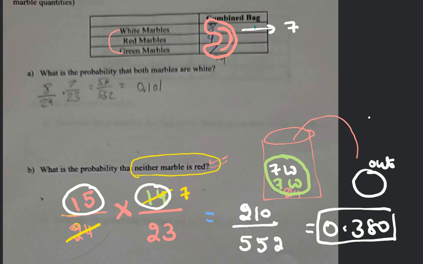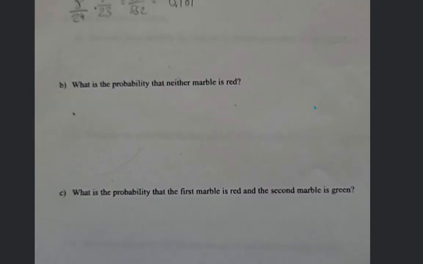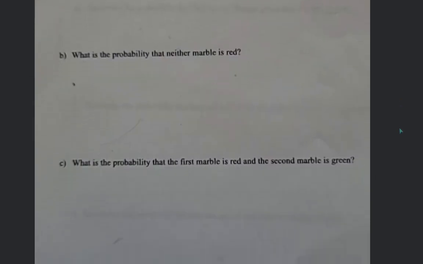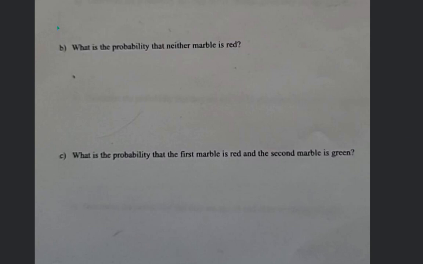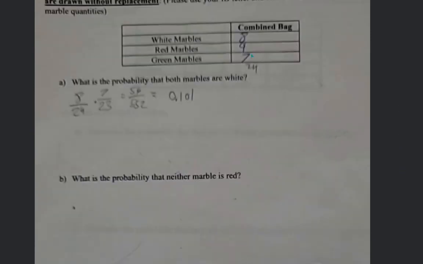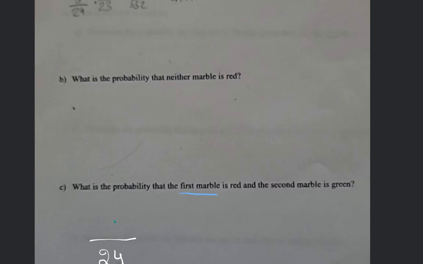Now the last part. Read what is the condition. What is the probability that the first marble is red and the second marble is green? So for the first case, how many total are there? 24, and I need only red. For getting red, what is the number? 9. So for the first one, it will be 9 over 24.